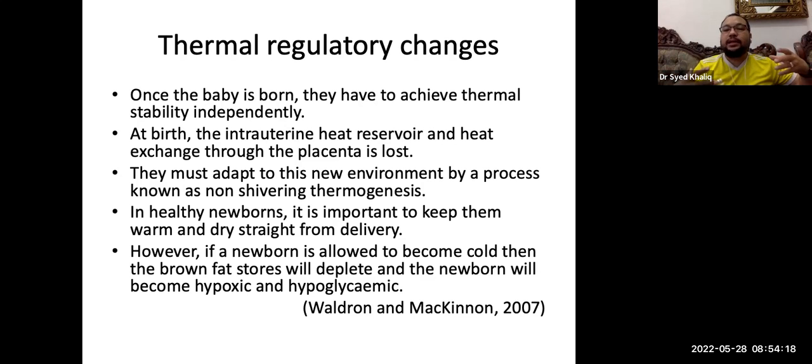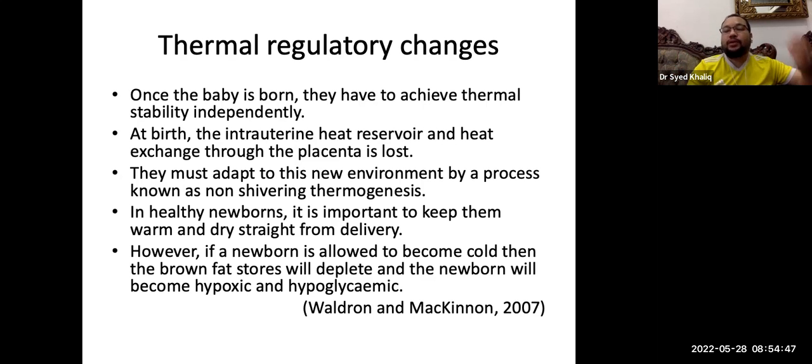The thermal environment is maintained by the mother. For optimal growth, for optimal metabolism, babies need a constant and proper temperature. But now, after being born, the baby needs to maintain the heat by themselves. They need to maintain the temperature by themselves. So what can they do?